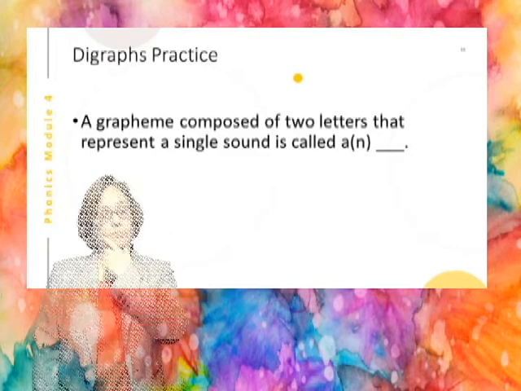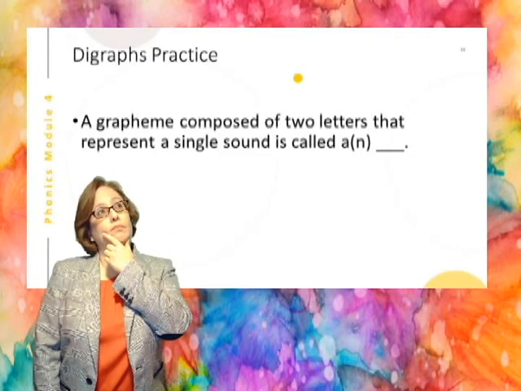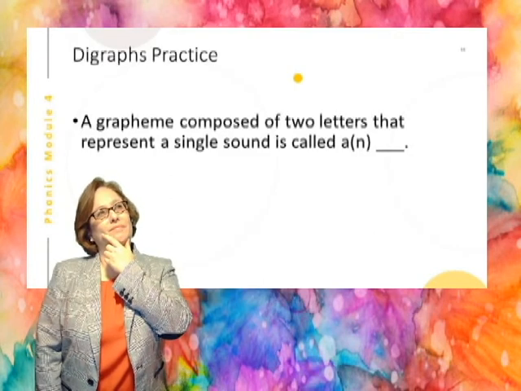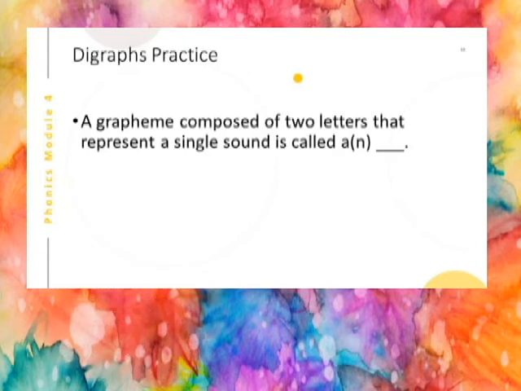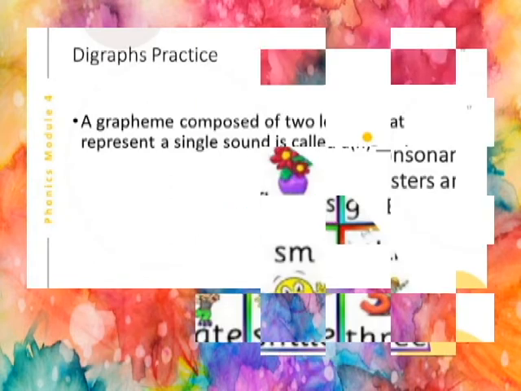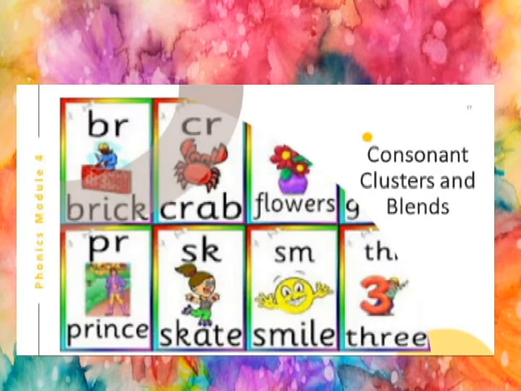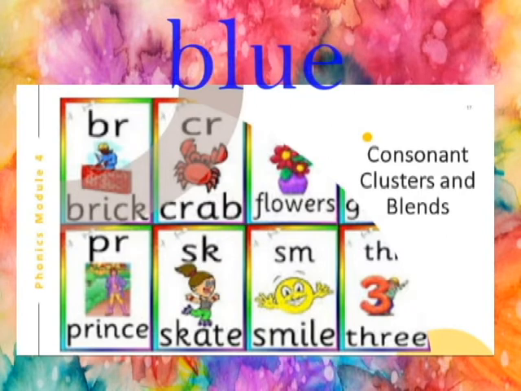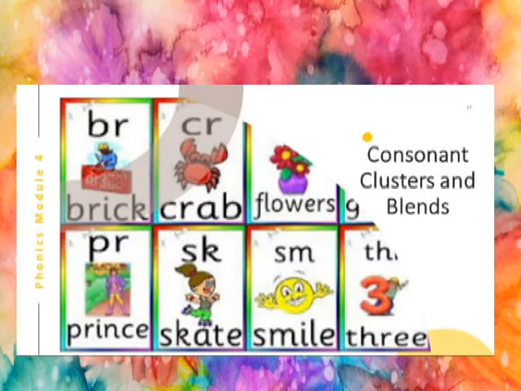A grapheme composed of two letters that represent a single sound is called a, an, blank. The answer is digraph. Now let us turn our attention to consonants that are blended together when pronounced. Pronounce this word. How many consonant phonemes does it contain?